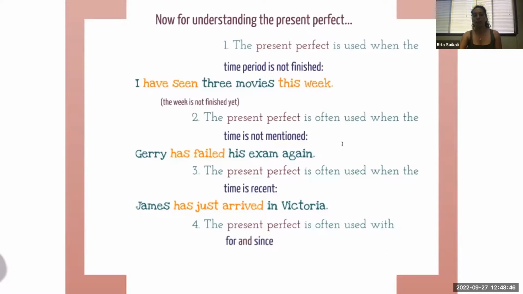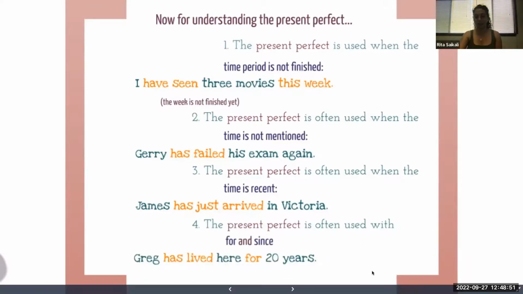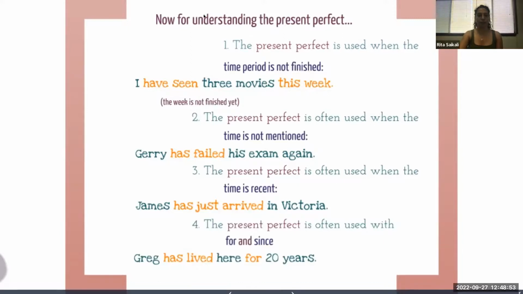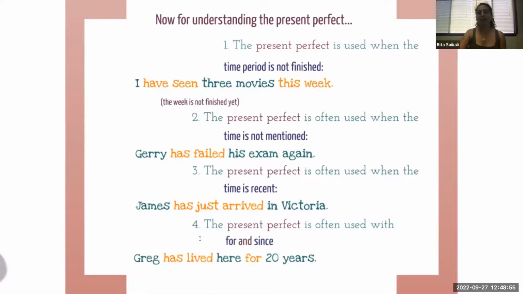And the present perfect is often used with for and since. So Gary has lived here for 20 years. When you see for, it usually means that in that sentence you have the present perfect. Does that make sense? So for example, she has lived here since her childhood.